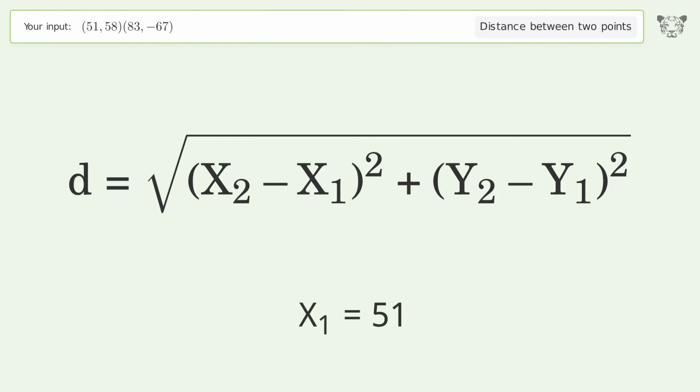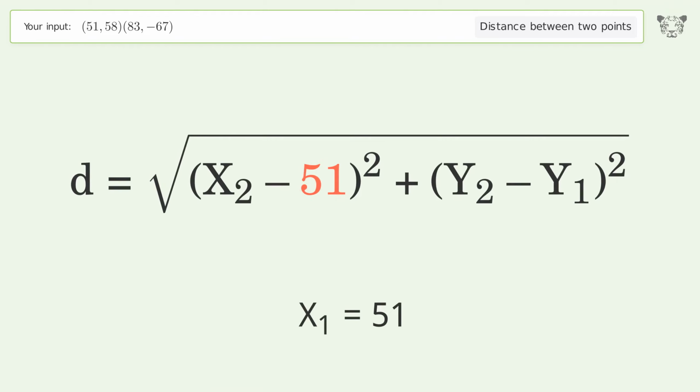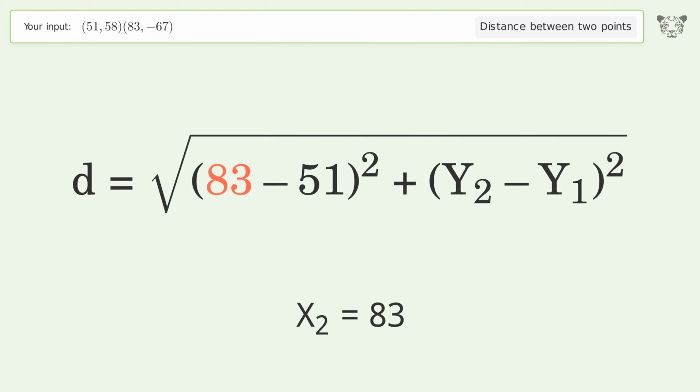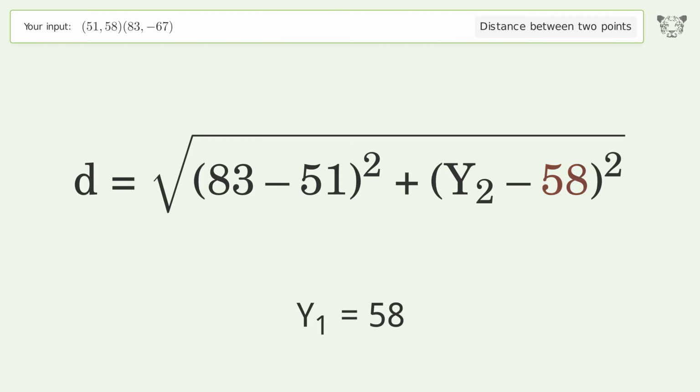x1 equals 51. x2 equals 83. y1 equals 58. y2 equals negative 67.